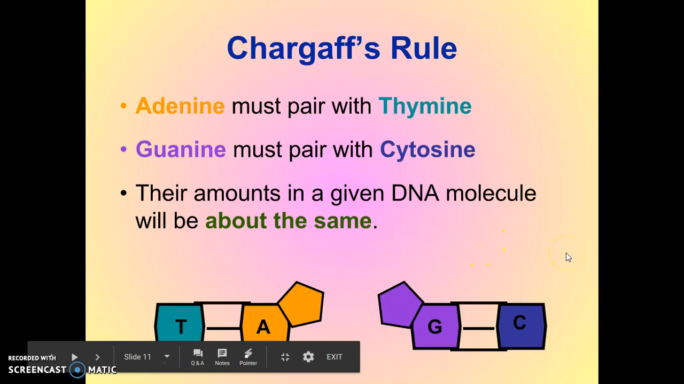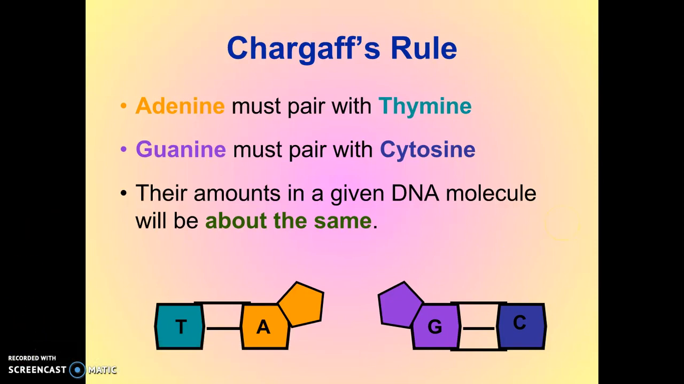Chargaff's rule. So Chargaff actually put into play that A must pair with T, G must pair with C. So their amounts in a given DNA molecule will be about the same. So if you have 36 A's, you're also going to have 36 T's. If you have 42 G's, you're also going to have 42 C's.